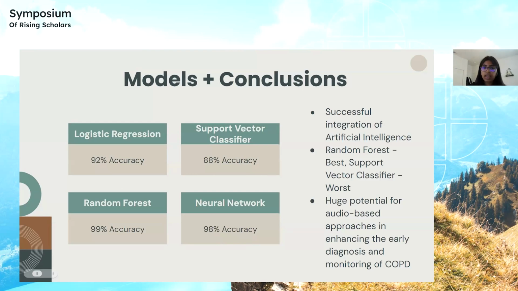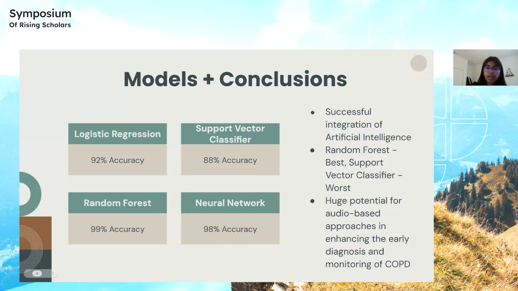The next one was a support vector classifier, which was a classification algorithm that finds the optimal hyperplane to separate data into different classes. And this was the least performing model with only an 88% accuracy, and this was reflected in the other performance metrics as well.